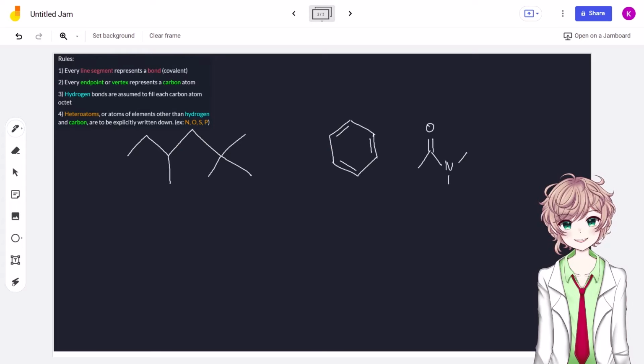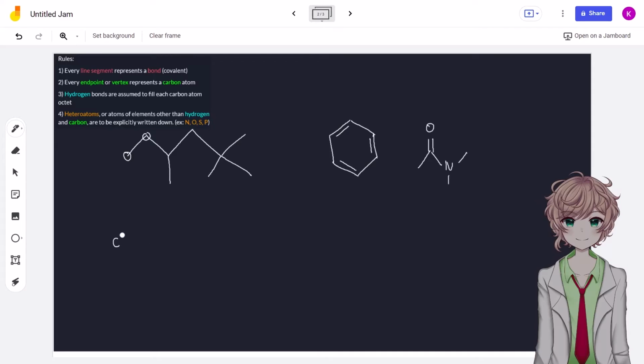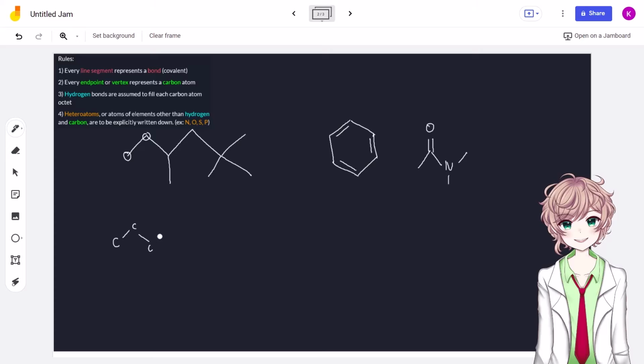So now we're here at the blackboard, and I pasted the rules I've set and the molecules we were talking about earlier. So let's just look at this one for a second, right? So we have lines, which represent bonds. Every endpoint, vertex, these represent carbon atoms. So let's try to write them down as is. So carbon here, carbon here, carbon here, carbons here. There we go, all the carbons.